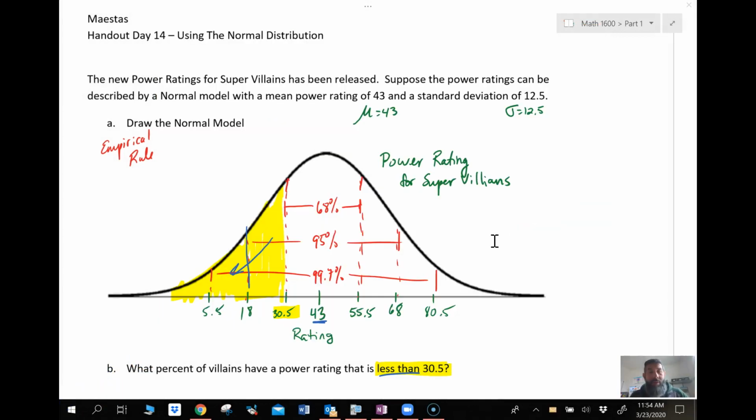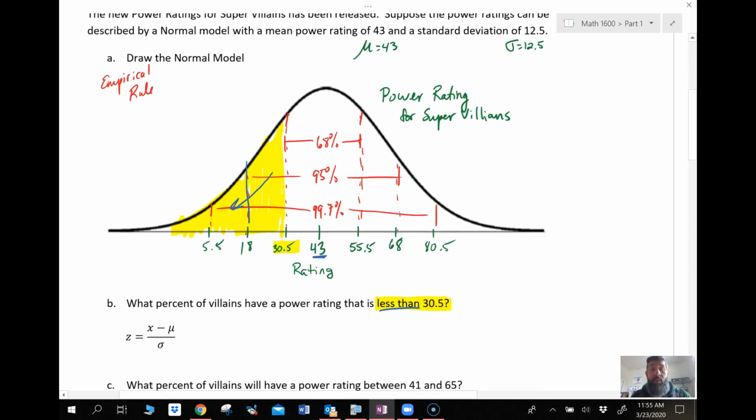All right, so here I have power ratings for supervillains, and suppose the power rating can be described by a normal model with a mean power rating of 43 and a standard deviation of 12.5. Notice here I've already identified the mean, so mu is 43, and the standard deviation sigma is 12.5. I've drawn my normal distribution, and I'm going to get back to where that shading is in just a second, but I've drawn it based on what we call the empirical rule.